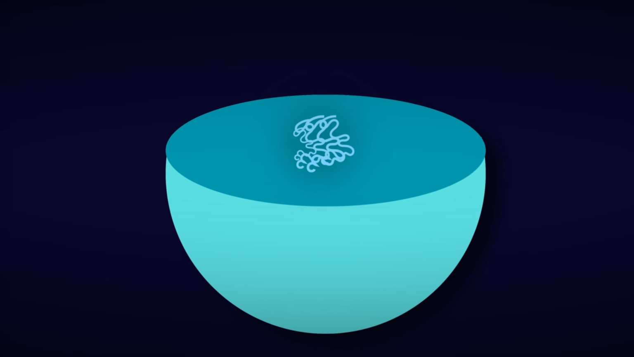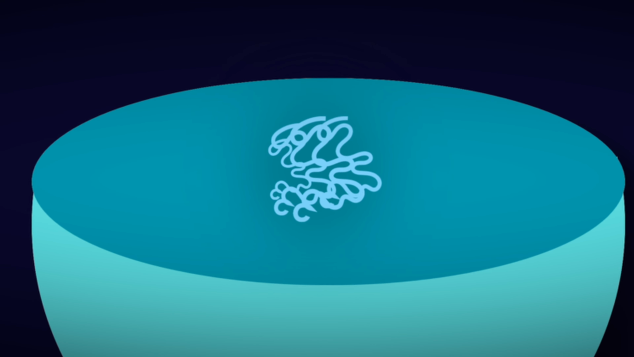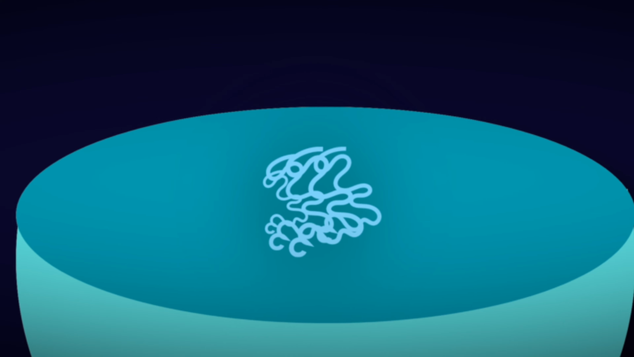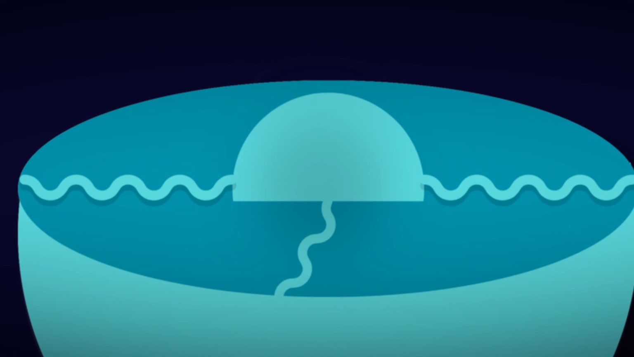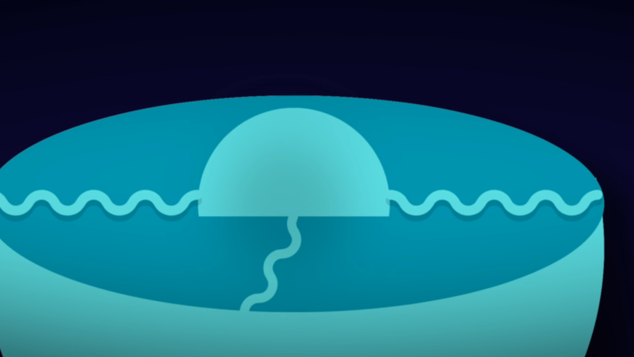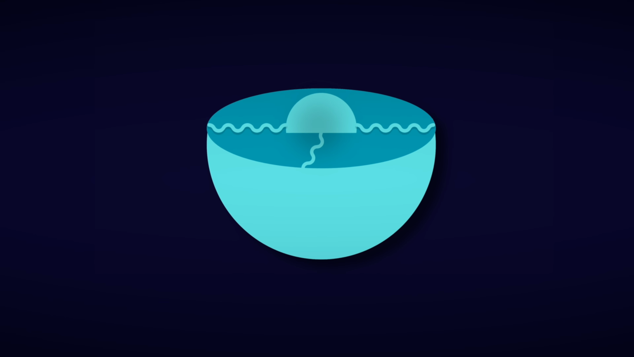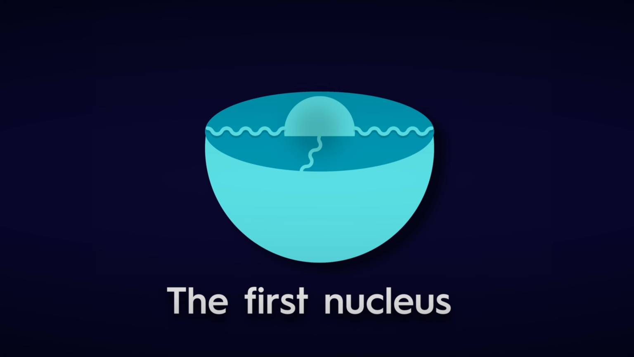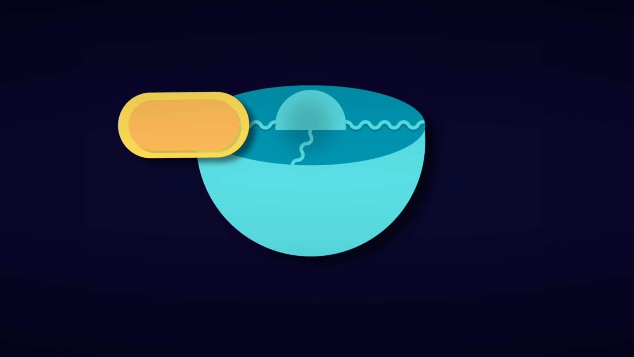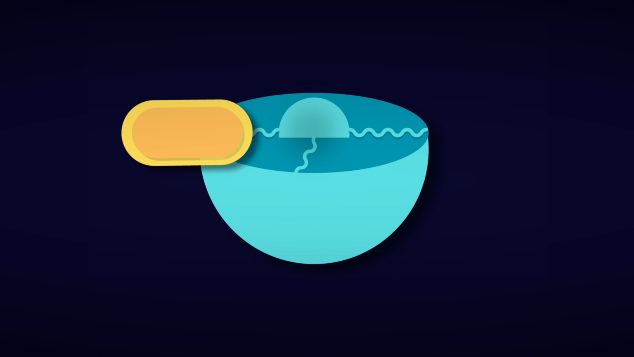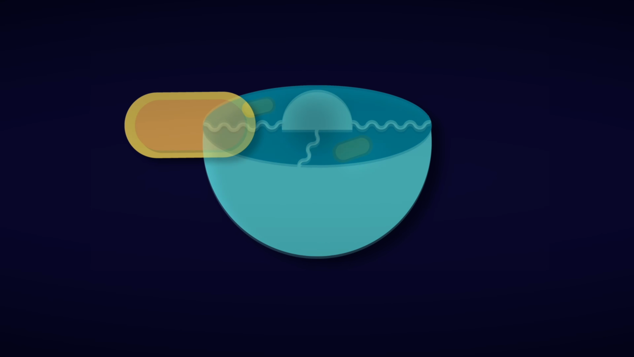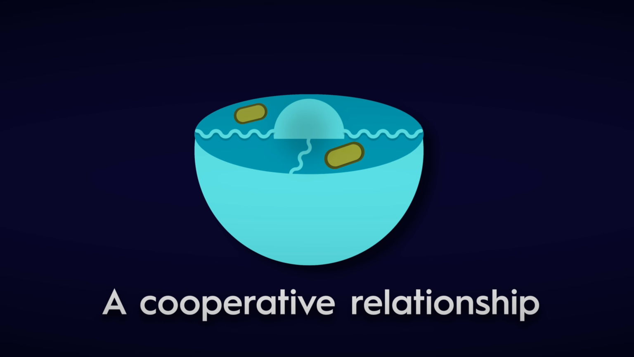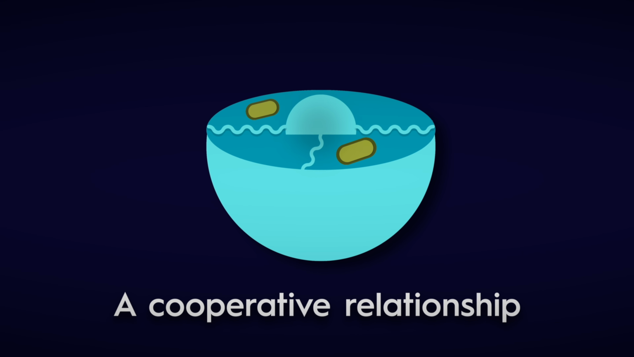According to this view, the process likely began when parts of the cell membrane folded inward, wrapping around the DNA. As a result, those folds formed a separate space for genetic material, the first version of a nucleus. Next, a larger cell engulfed a smaller bacterium capable of using oxygen to produce energy. However, instead of being digested, the two formed a cooperative relationship.